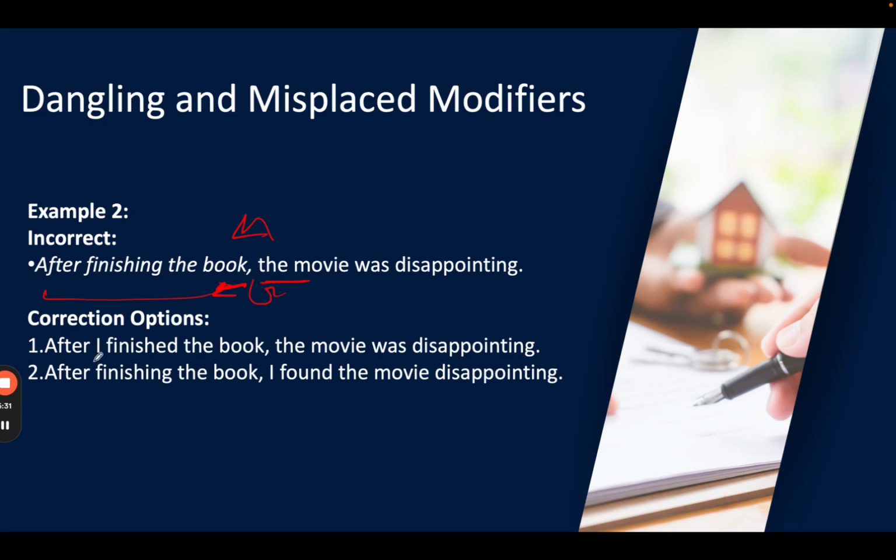After I finished the book. So it tells me who finished the book and then the rest of the part remains the same. Or after finishing the book, comma, I. Now it tells me who finished the book, that is I.